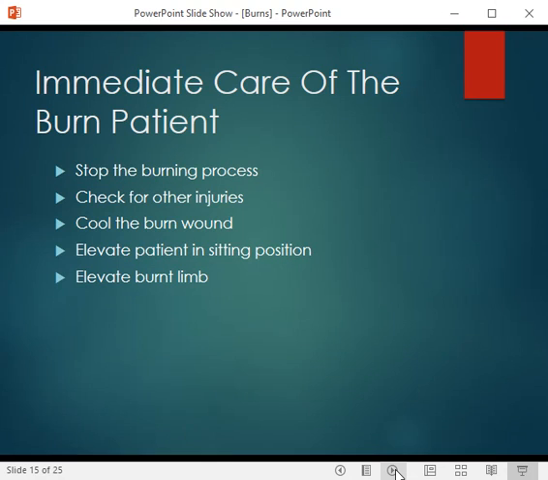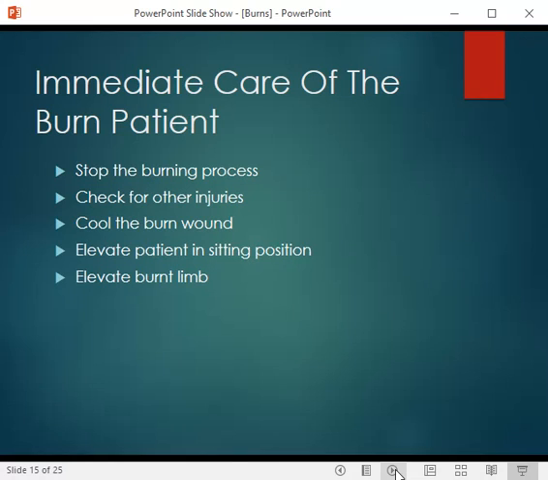Once the fire has been put out, you check for other injuries other than the burnt area injuries. Next step, you have to cool down the burn wound, and the easiest and most commonly done way is just to wash the burnt area. And this is a misconception in our population.